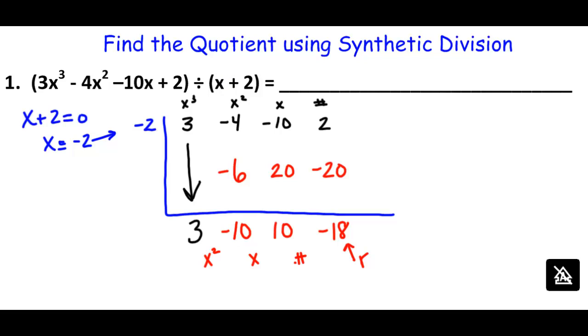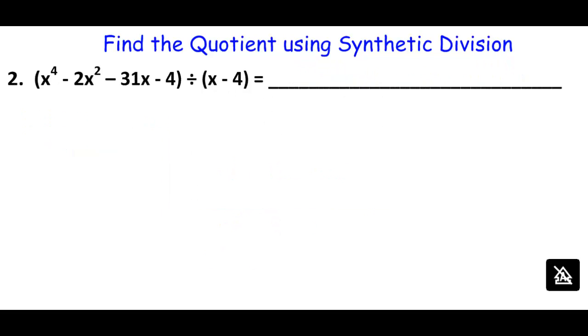So if I write my final answer, I'm going to get 3x squared minus 10x plus 10. And I always like to add, and then I just write my remainder over what I divided by, my x plus 2. And if you were to check, that's the same exact answer you get with long division, but much easier. So let's go through another example.